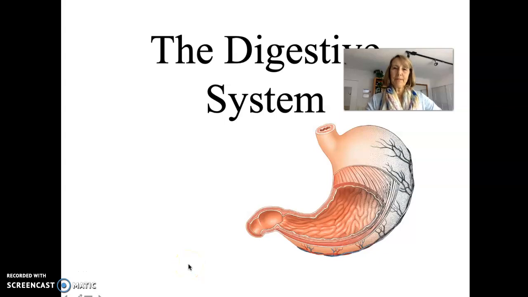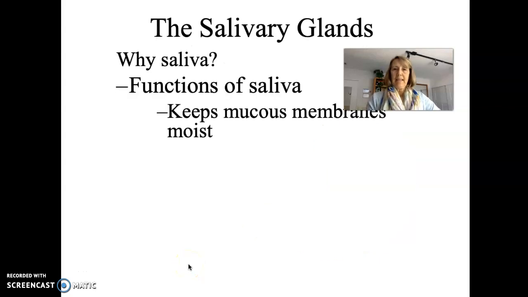Hello everyone, today we're going to cover the digestive system. We're going to start out from the mouth, right? We're going to go from the mouth all the way to the other end. So we start out with the salivary glands. And the first question is, why saliva? Why do we even have saliva?